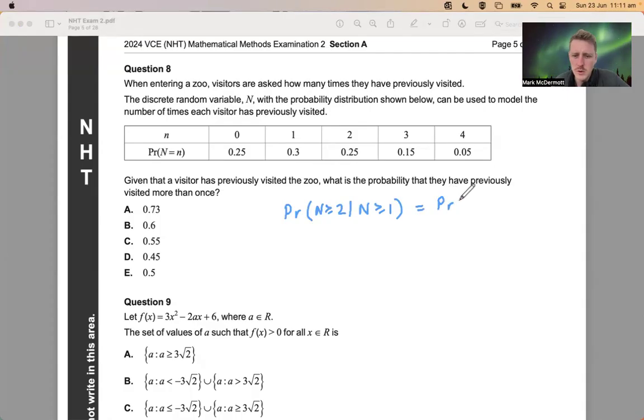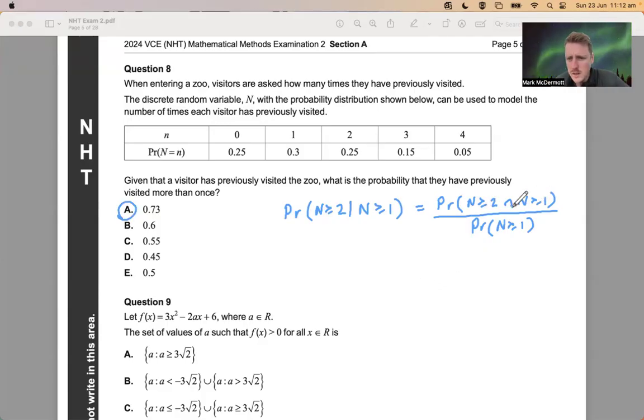And so it'd be the probability that n is greater than or equal to 2 and n is greater than or equal to 1, divided by the probability that n is greater than or equal to 1. This is a conditional probability, applying the conditional probability rule. By the way, I think the answer is A, but let me explain why.